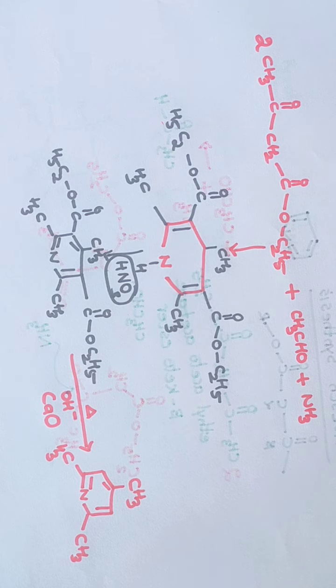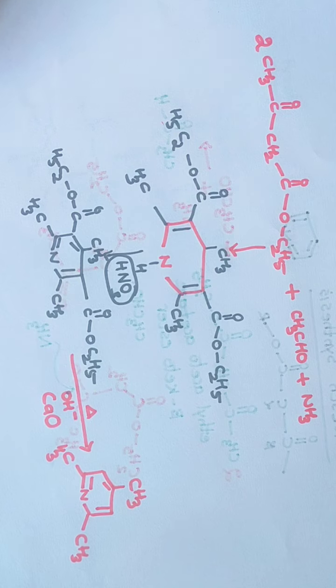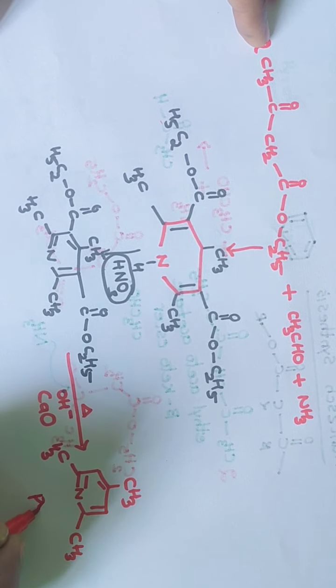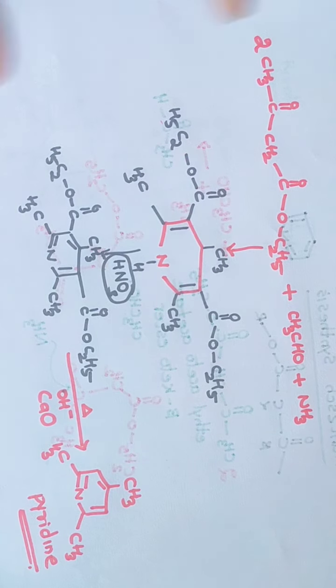Okay, students. In this session, we have discussed the synthesis of furan, thiophene, pyrrole as well as pyridine. So this is the synthesis of pyridine, and this synthesis is called the Hantzsch synthesis. In the next session, we will be discussing the reactions of these heterocycles. Thank you.